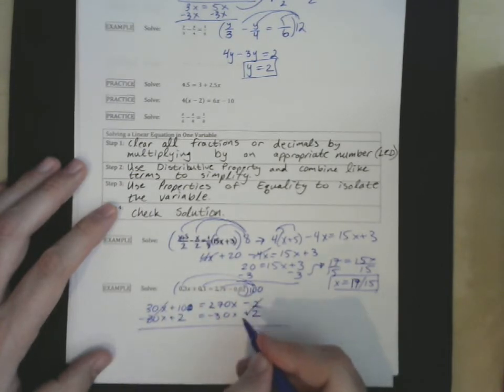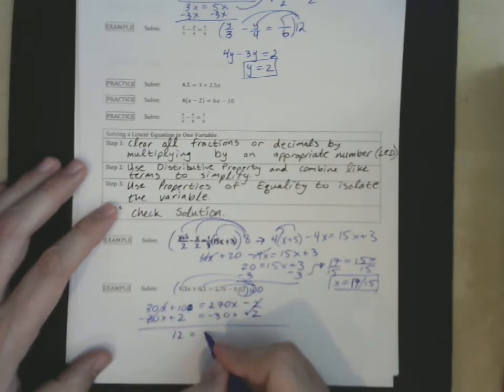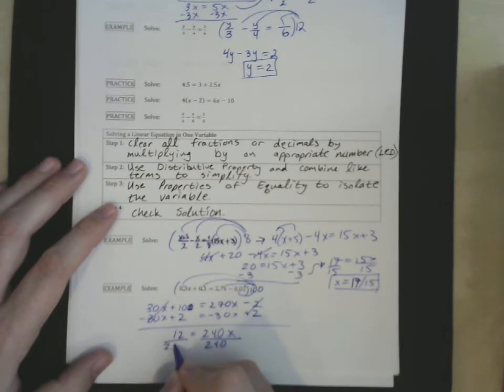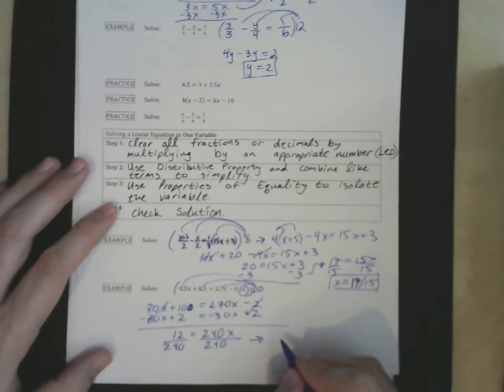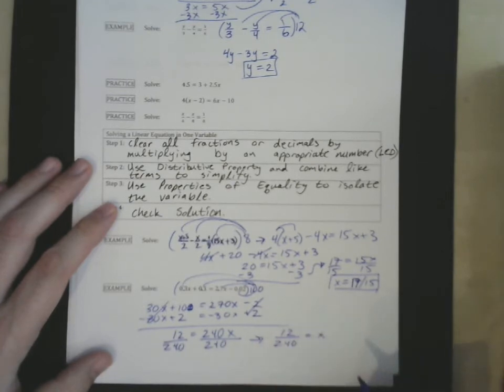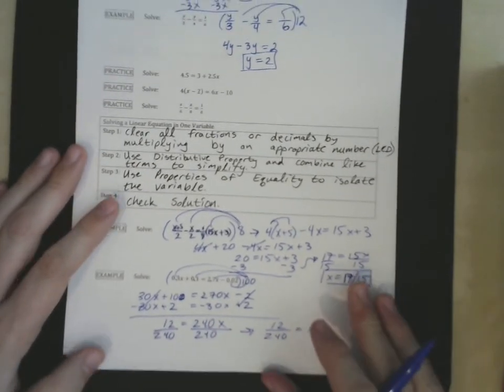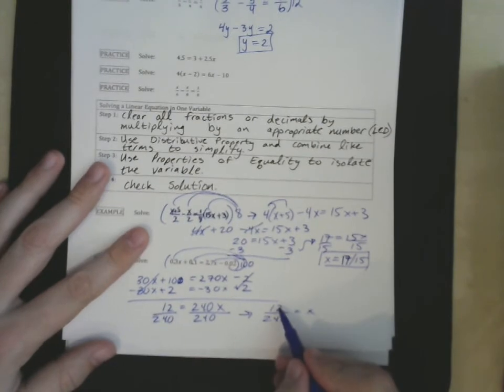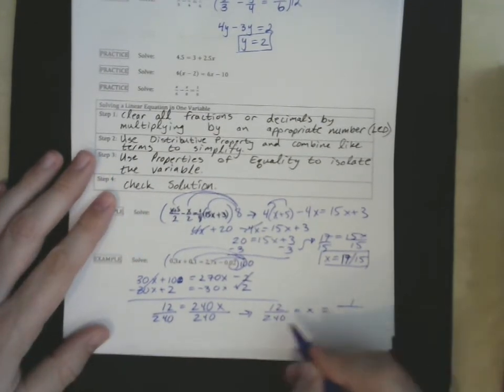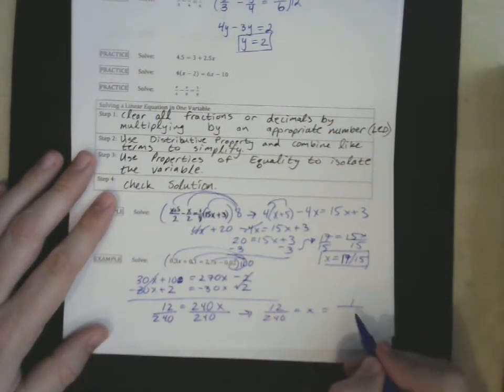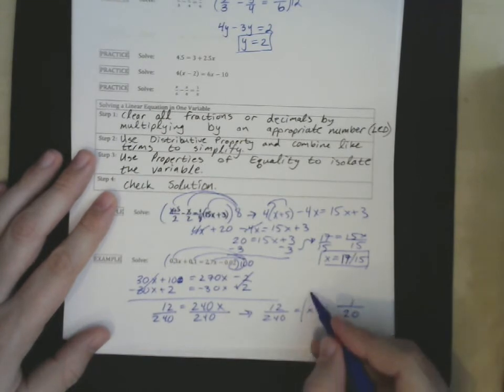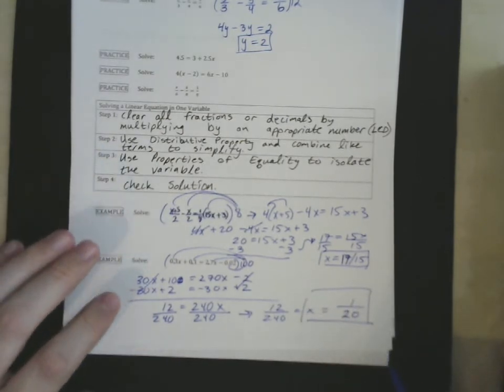So those cancel, and we have 12 equals 240x. We're going to divide by 240. And we have 12 over 240 equals x. Now 12 goes into both of these. So 12 goes into 12 once, and it goes into 240 20 times. So our final answer is 1 over 20.